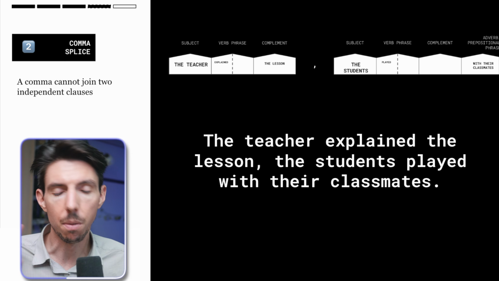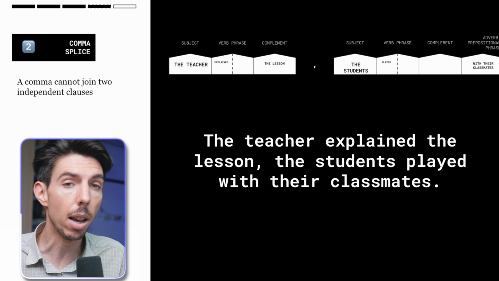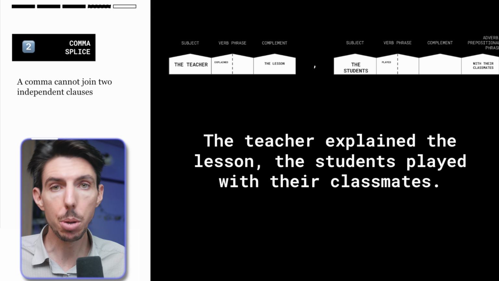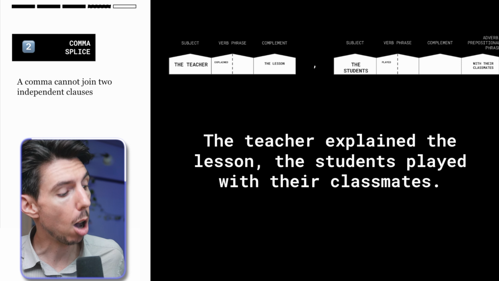All a comma does is kind of put up a yellow light and tell the reader, hey, slow down, there's a change coming. So we cannot join two independent clauses with a comma. That's called a comma splice.